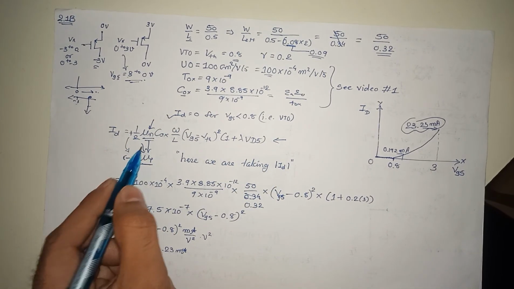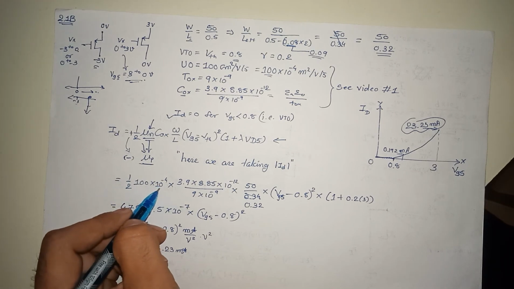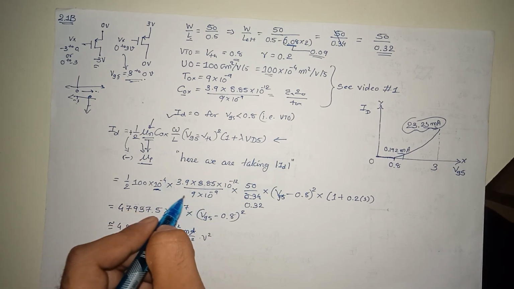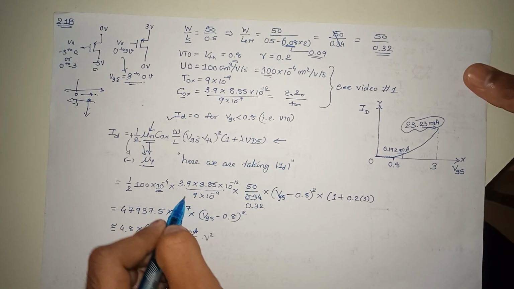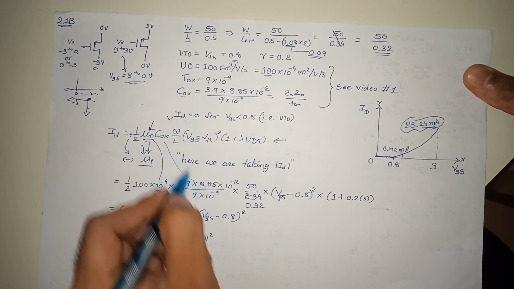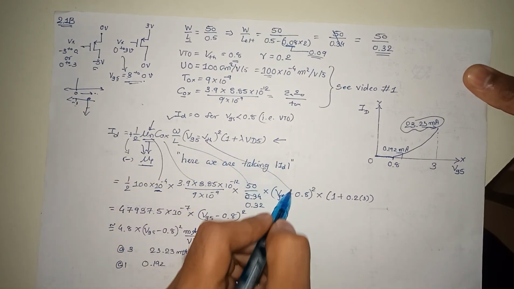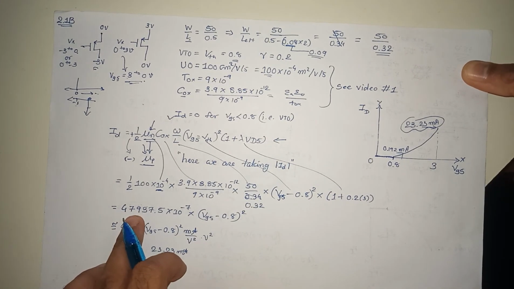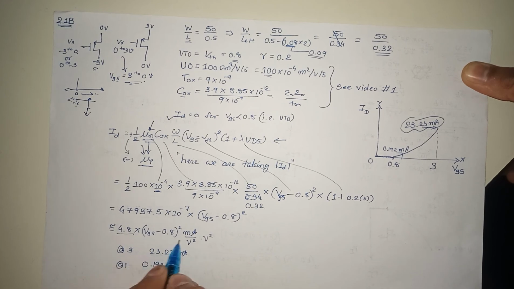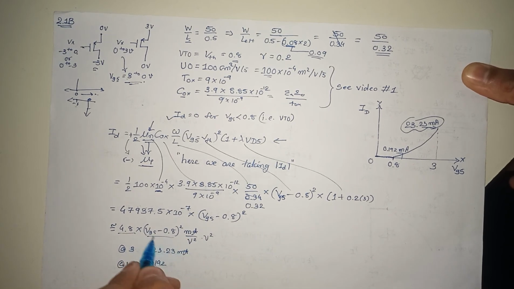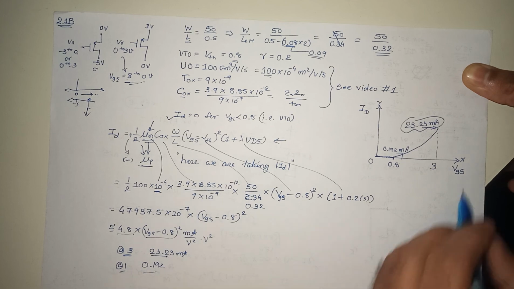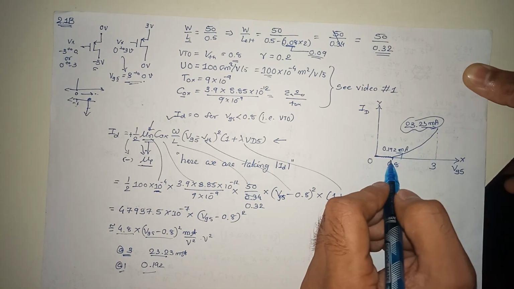1 by 2, we put 1 by 2. Mu n is 100 into 10 raised to minus 4. Why minus 4? You can refer to the first video. It's just unit conversion. This is the value of COX. This is W by L. This is VGS minus VTH, and this is 1 plus lambda VGS. If you calculate, you will get this answer, and ultimately 4.8 milliampere per volt square into VGS minus 0.8 whole square. If you put 3 volt there, you will get this value. For 1 it is this, and you can just plot the values and create the graph. Thanks.